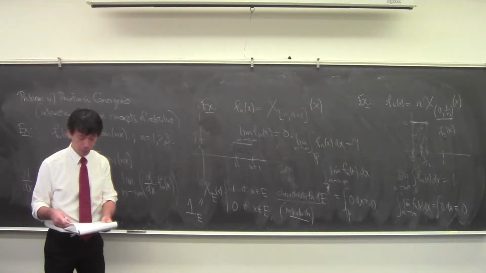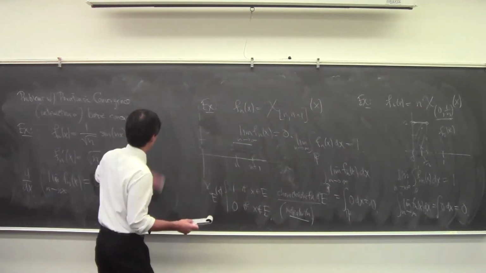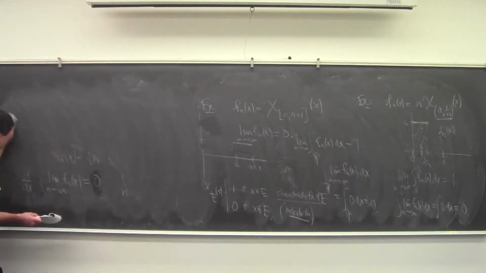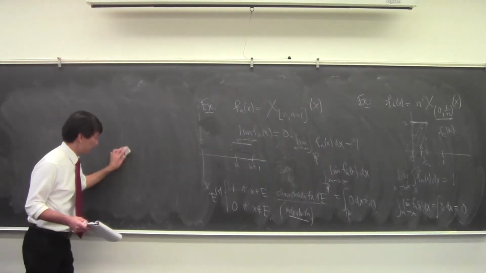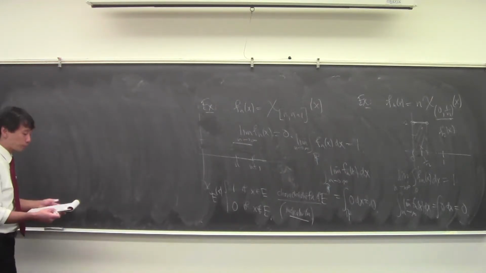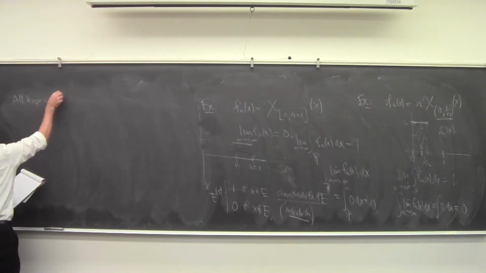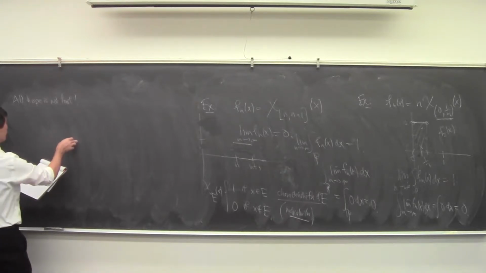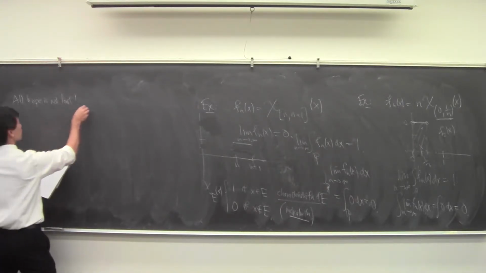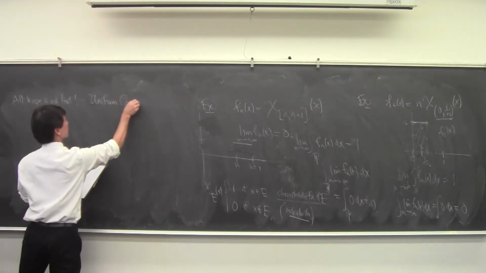Okay, so these things don't really work well together. This kind of convergence and the normal basic ideas of calculus don't really interact too well. But all hope is not lost. There's another kind of convergence, a different kind called uniform convergence.